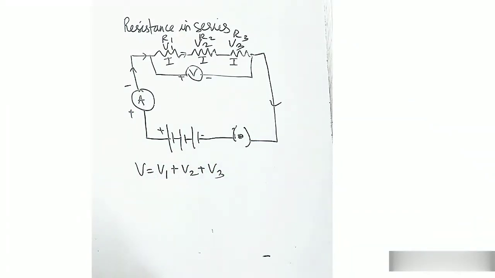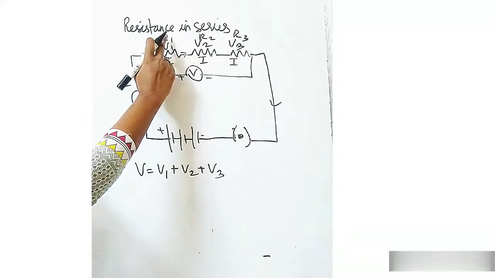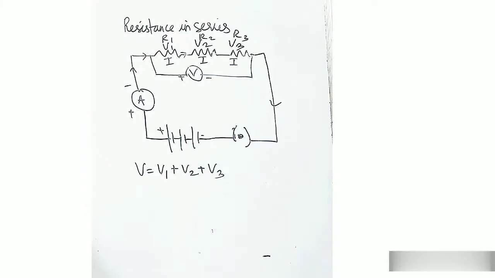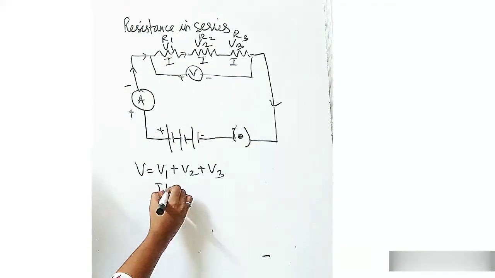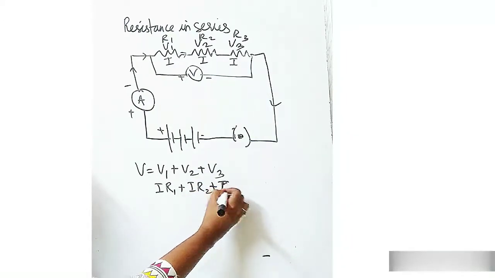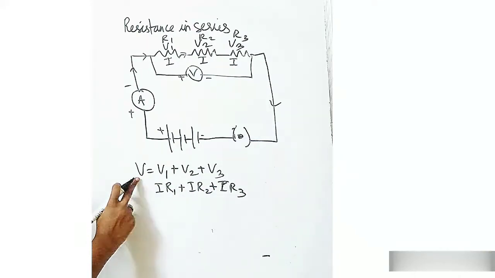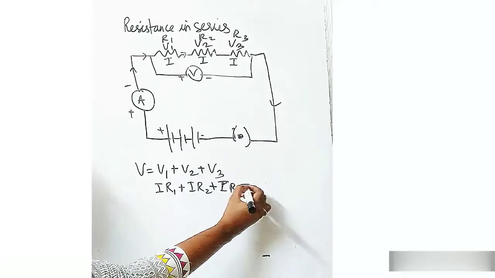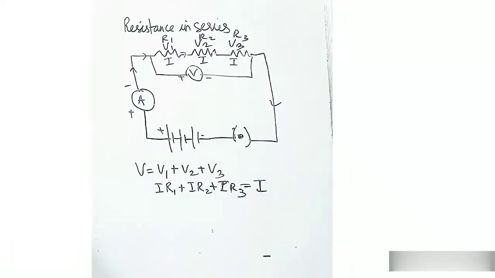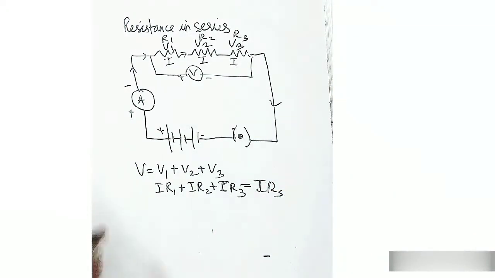Okay. Now what is V1, student? What is the formula according to Ohm's law? It is V is equal to IR. So I will replace that value: IR1 plus IR2 plus IR3. Now we'll write this also. What will the total potential be? It will be equal to I, because the current will remain the same, but I will write the total resistance as RS. So the total resistance is RS. Now what will it do?